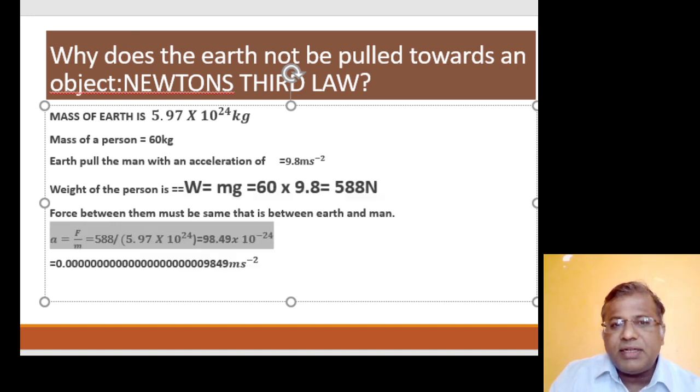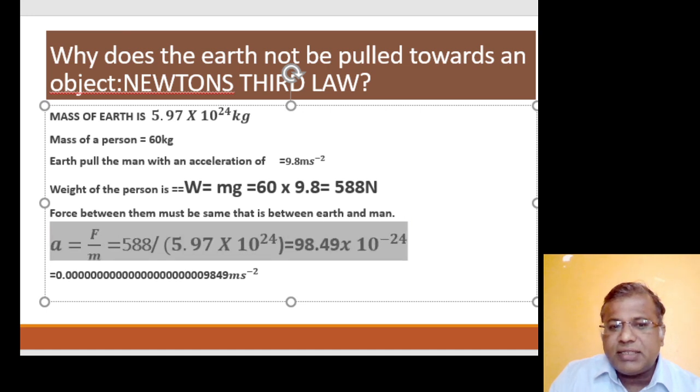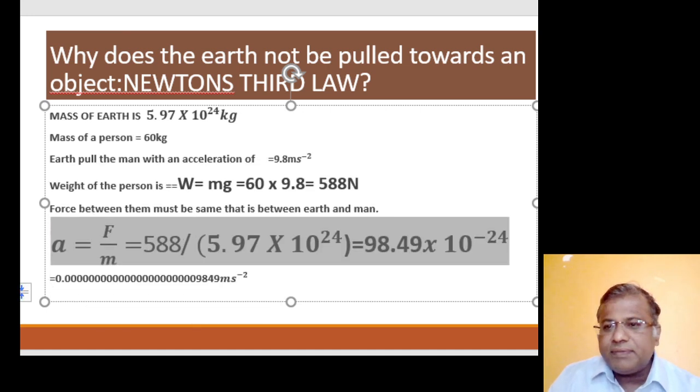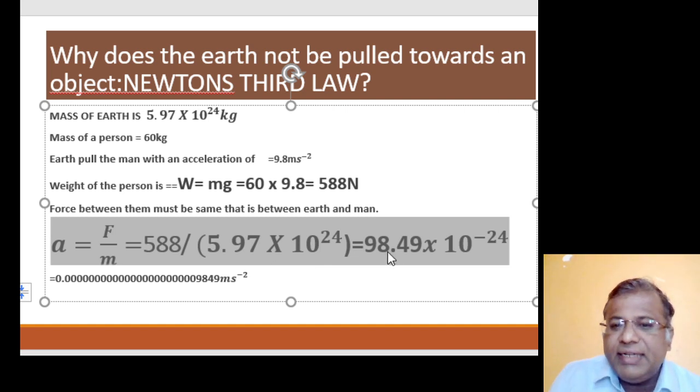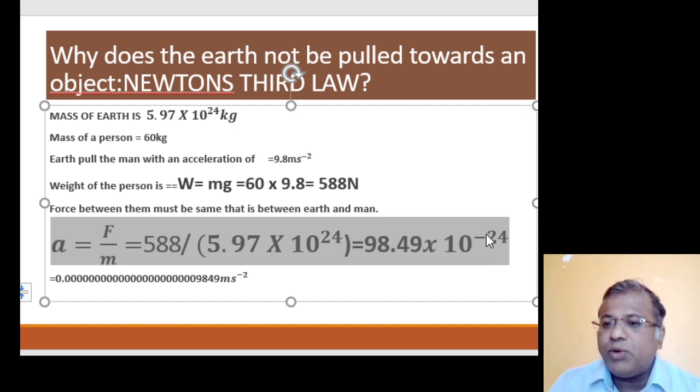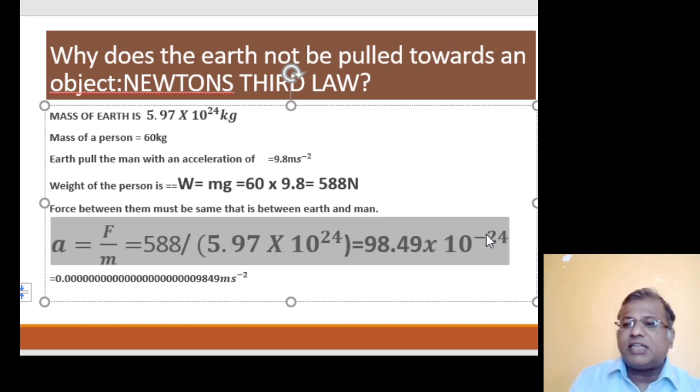I've done a calculation here, which you can see very nicely. I have divided 5.88, which was the force, by the mass of Earth, force by mass. We get the acceleration of Earth. When you do the calculation, you'll get 98.49 into 10 raised to minus 24. Remember this, minus 24. This is the acceleration with which Earth is coming towards me.